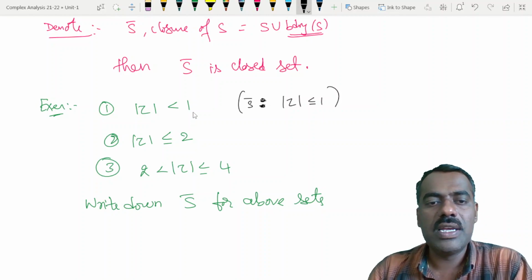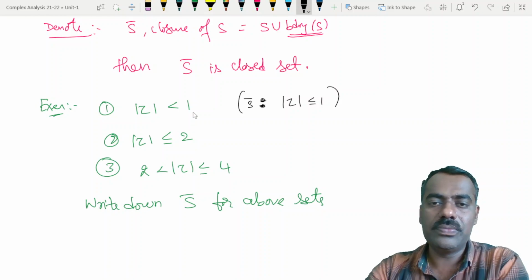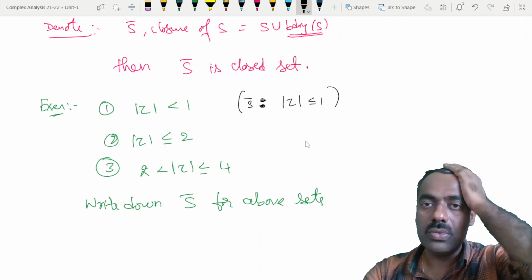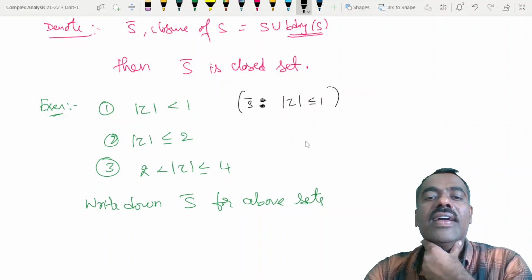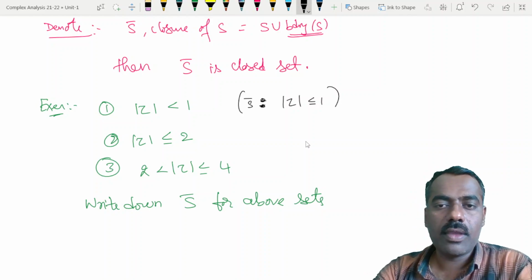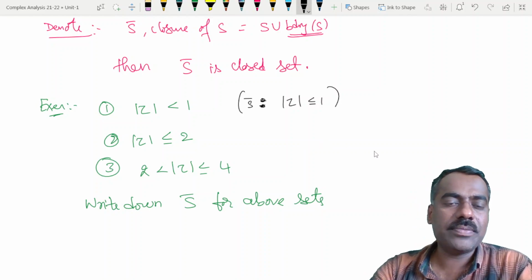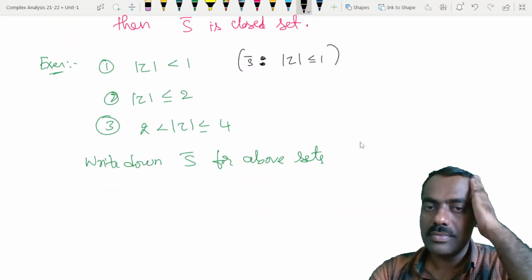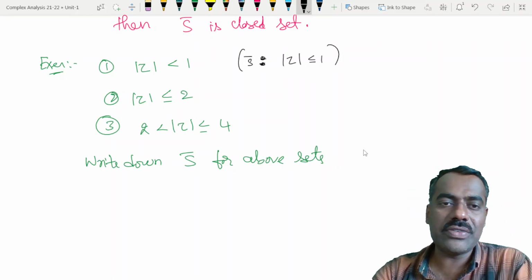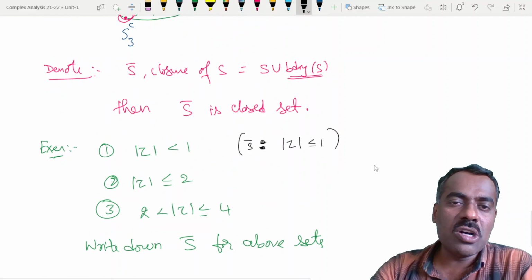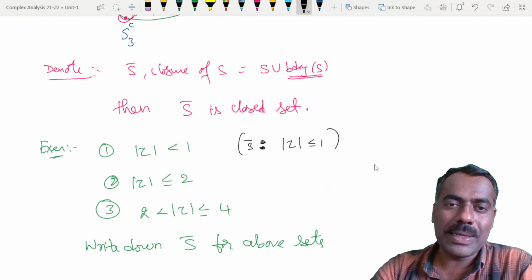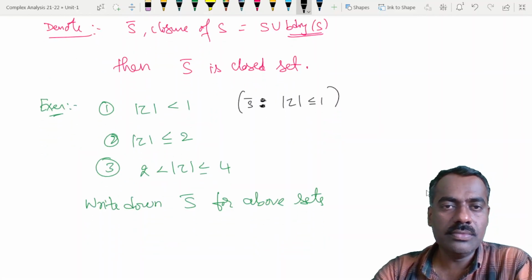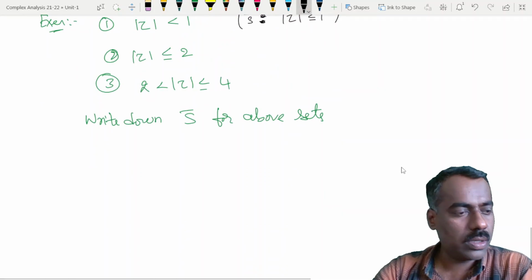Yes, sir. What about for 2? What is S bar? Is it the same as S or not? S bar is mod z less than or equal to 2, right? So if it is already closed, then it already contains all its boundary points. So S bar is the same as S. Is this clear?